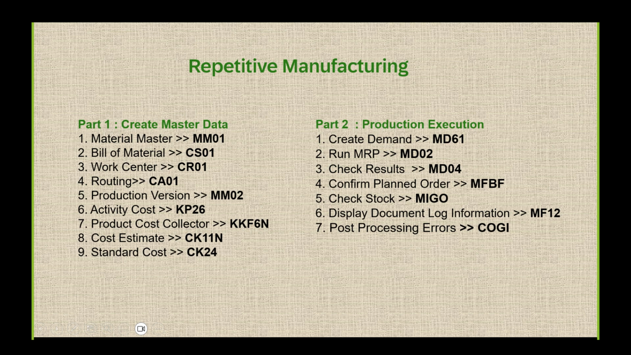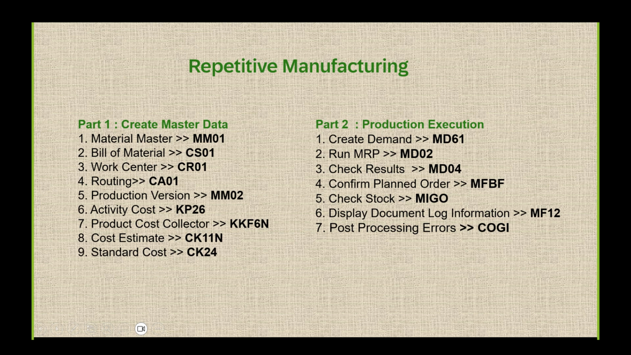So far in part 1, we covered the master data creation related to repetitive manufacturing. We created the material master, bill of material, work center, routing, production version, activity cost, and the product cost collector, also cost estimate and standard cost.